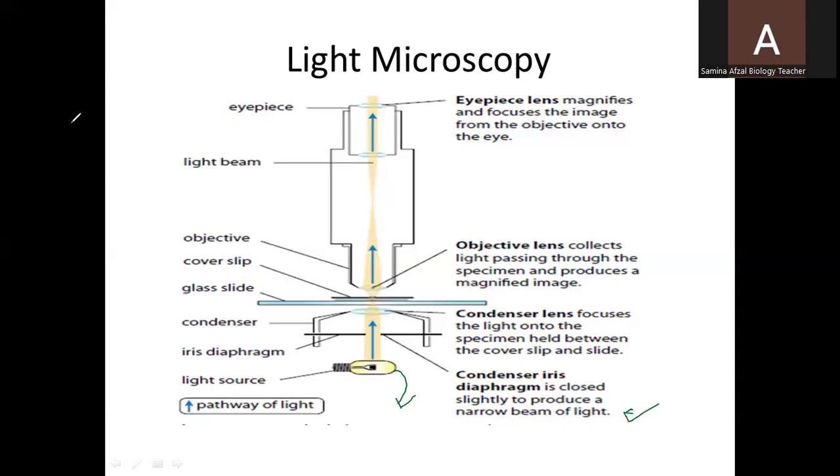Then this narrow beam of light will pass through the condenser lens, which will focus the light onto the specimen. So the function of the condenser lens is to focus the light on the specimen, which is held between the cover slip and the slide. You can see the object will be on the slide in the center of this glass slide, and the cover slip will be over it to protect it.